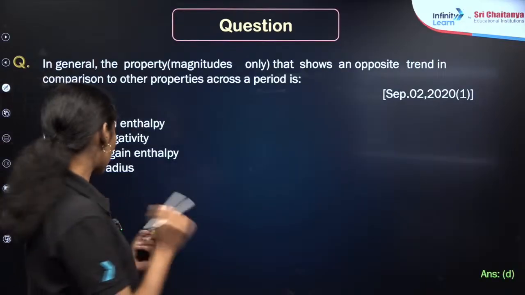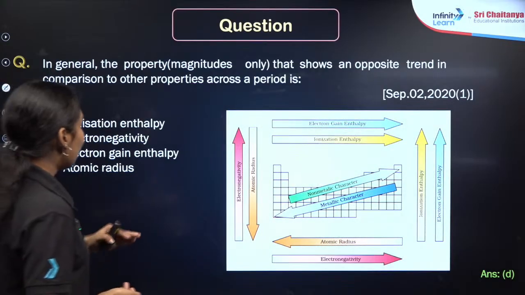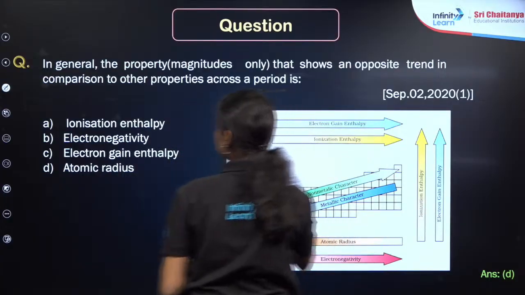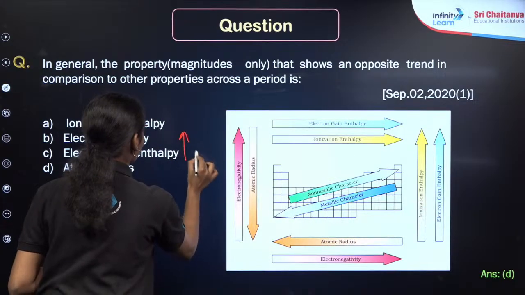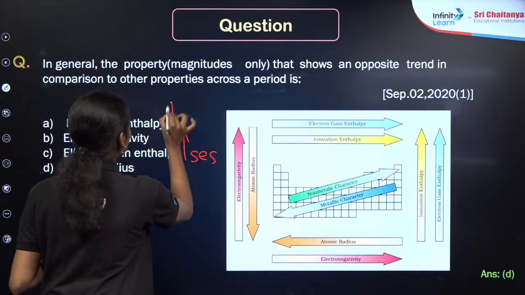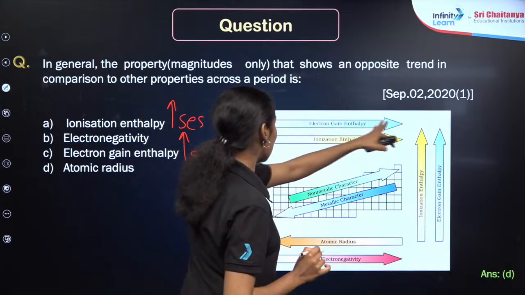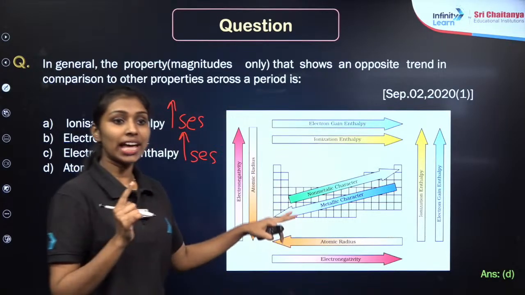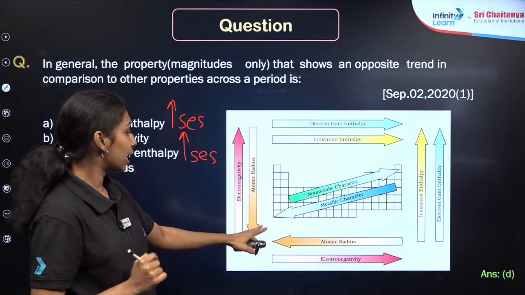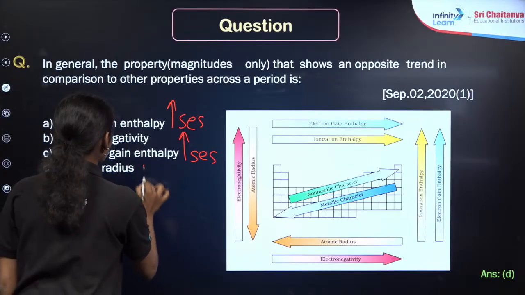Option D, right? Atomic radii. As you can see in this image, while moving from left to right in a period, electron gain enthalpy increases, right? Electron gain enthalpy always increases along a period. Then what will happen to the ionization enthalpy? It also increases, right? Ionization enthalpy also increases along a period from left to right. Then we have already discussed the atomic radii, right? From left to right in a period, atomic radius decreases.